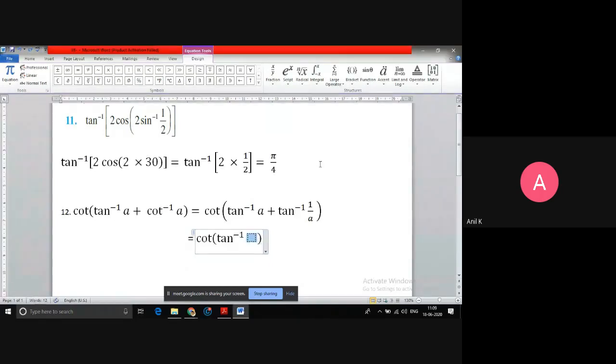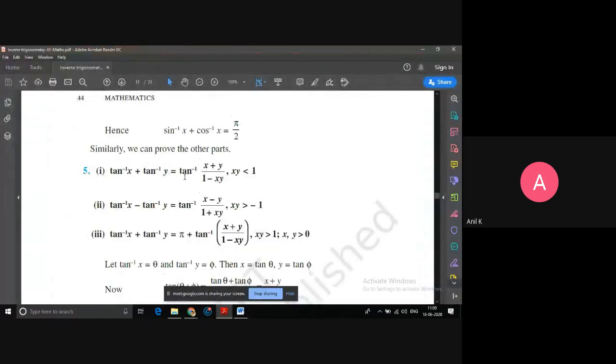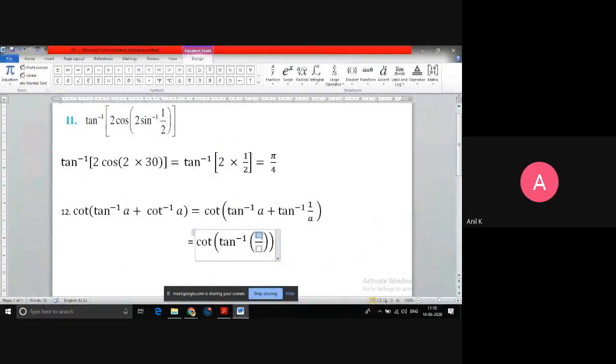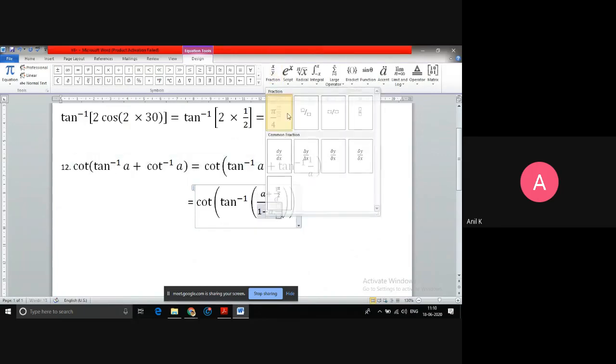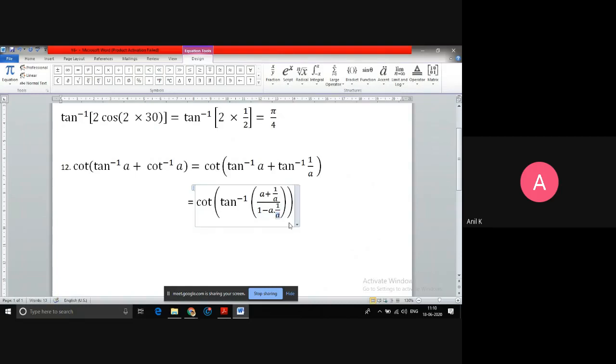Before this, I have to insert one more bracket. So what is the formula? Tan inverse x plus tan inverse y is going to be tan inverse of x plus y upon 1 minus xy. So for x plus y, here I'll get A plus, here y is going to be 1 upon A. So it is going to be 1 upon A. Here 1 minus A into, this is going to be 1 upon A.